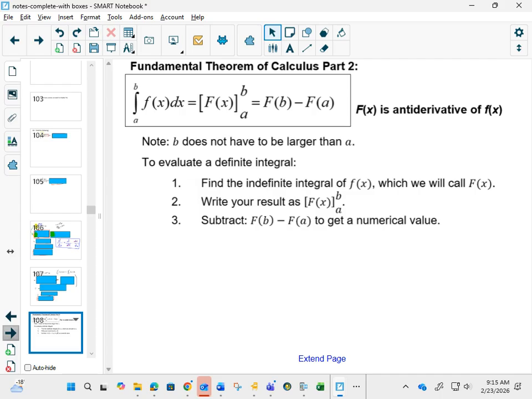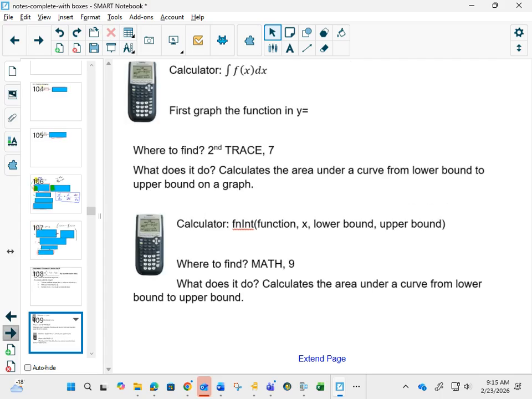So here's how simple it is. We find the indefinite integral, which we call the big f of x. We write our result in square brackets with that integral going from a to b. Then plug in b, plug in a, and we get a numerical value. And you have stuff on your calculator as well, where you can calculate integrals and get actual values. And here, we'll pull out our calculator, show you a couple things.